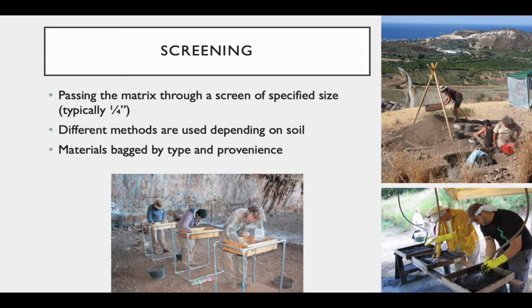There's many different styles of screens, as you can see from the images here. Typically, quarter-size mesh is what you want to use. Sometimes you're going to use even finer mesh to capture things like fish bones or eggshells, depending on what sort of materials you think you're going to be getting out of the site.